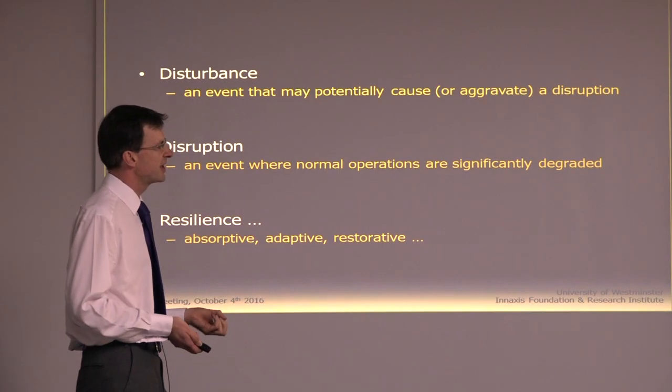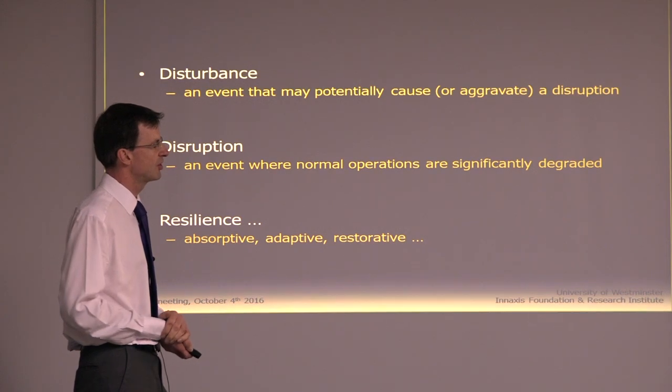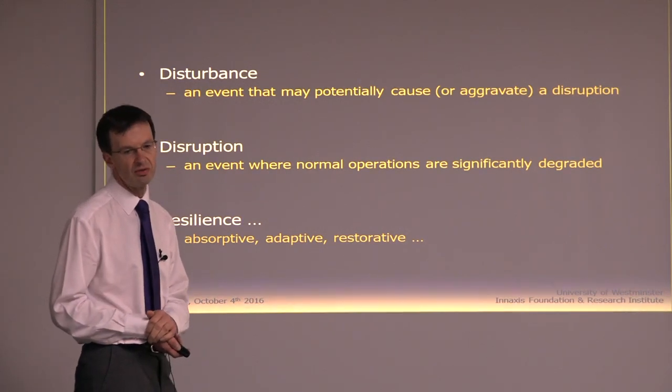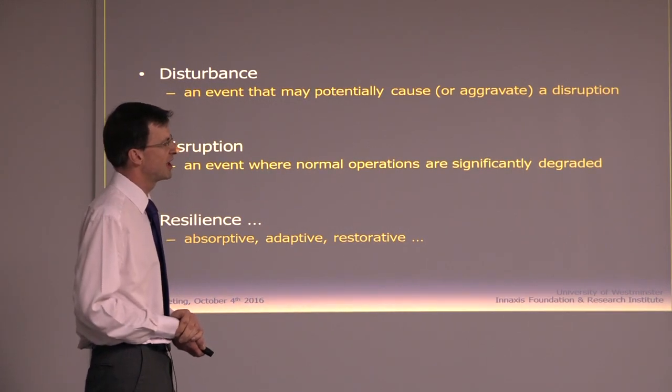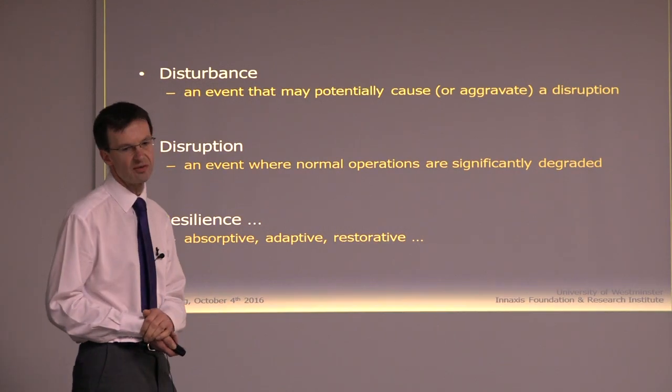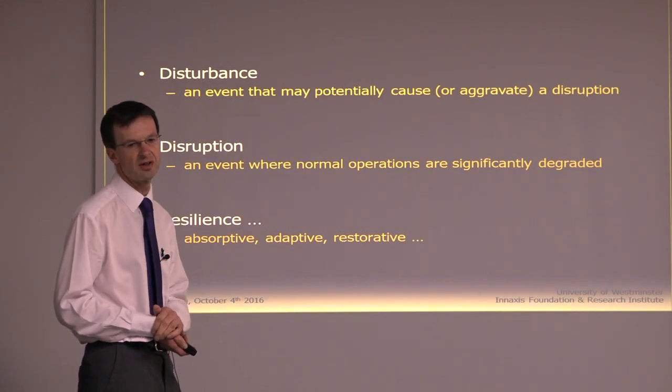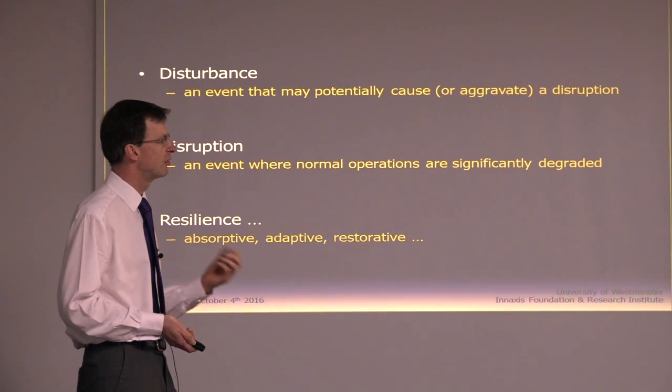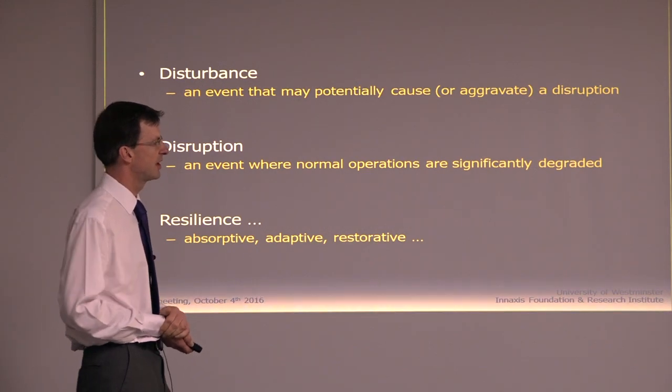For example, absorptive, which might be putting buffer into a schedule. Adaptive, where you reroute aircraft or reaccommodate passengers. Or restorative, where you put something back into the network, such as additional controller hours. We've investigated all of those as part of the mechanisms.